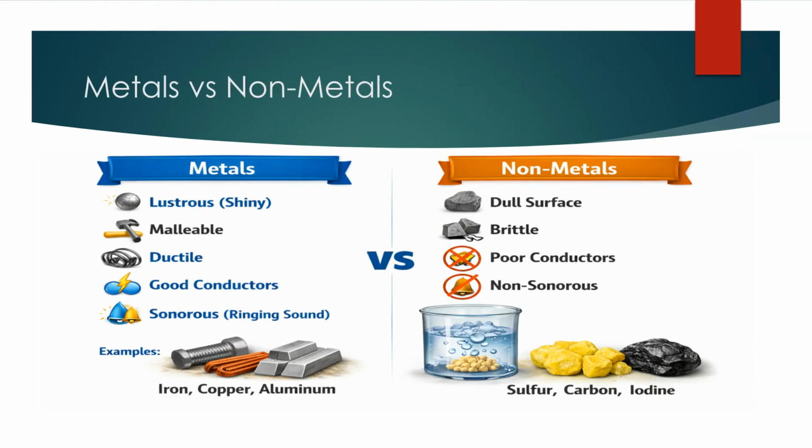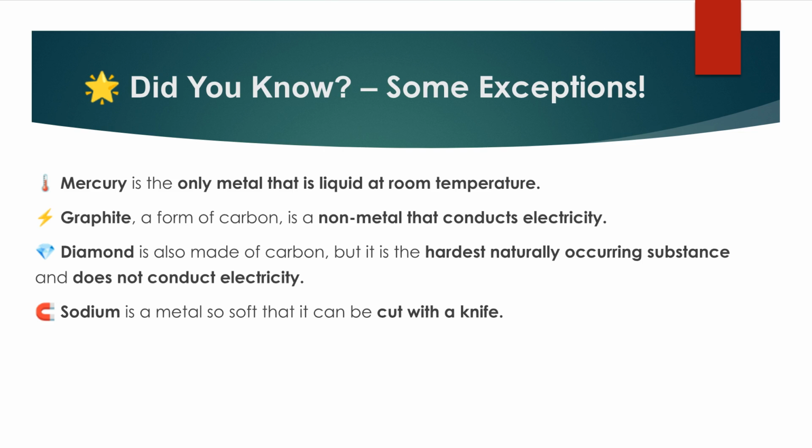There are many differences between metals and nonmetals. Metals are generally shiny, strong, malleable, ductile, sonorous, producing a ringing sound, and are good conductors of heat and electricity. Nonmetals are usually dull, brittle, do not produce a ringing sound, and are poor conductors of heat and electricity. However, nature is full of exceptions.